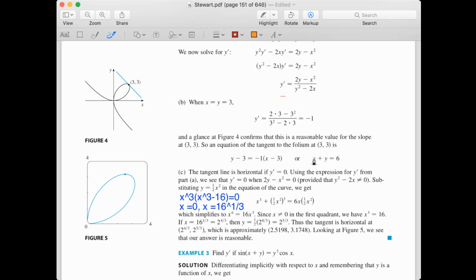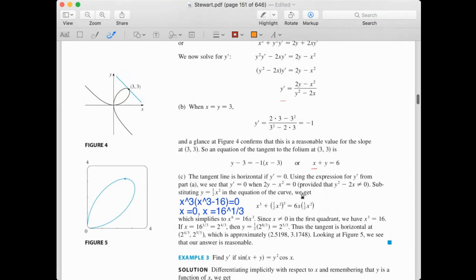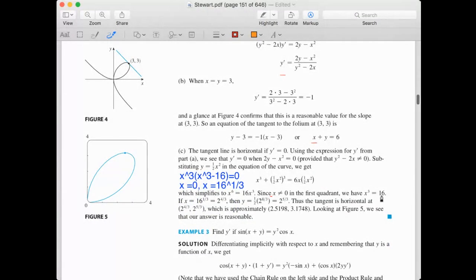But then we know that the point is in the first quadrant, so x cannot be 0. So we just discard the x equals 0 solution. So we're left with x cubed equals 16. Well, 16 we can write as 2 to the 4th. So 16 to the 1/3 is 2 to the 4/3, and we will get 2 times the cube root of 2. So we get this in the end. Once we get the x value, we can go back to find the y value. So this is the point where the tangent line is horizontal, or the derivative at this point is zero.